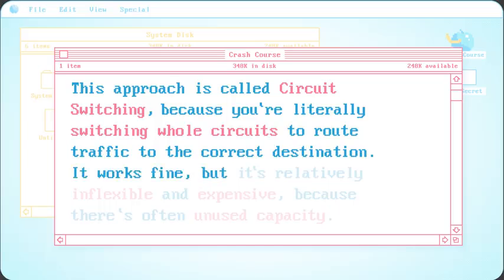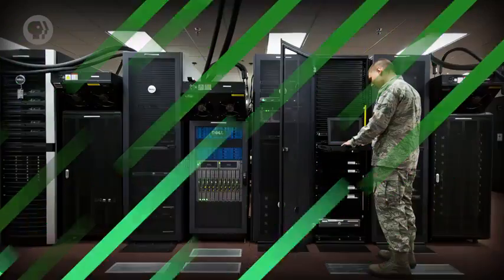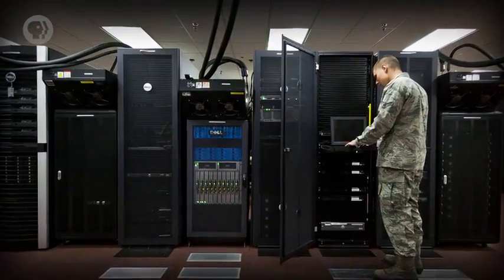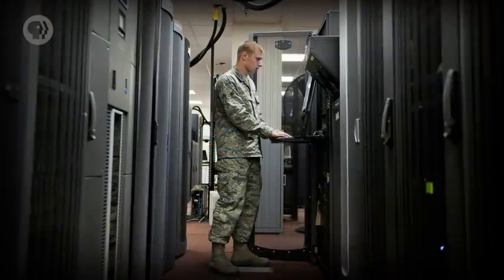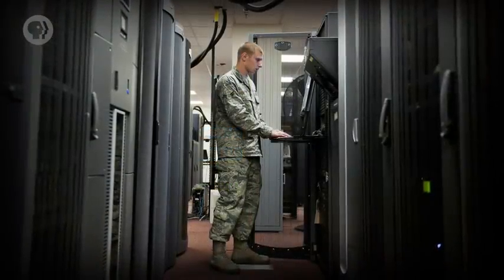It works fine, but it's relatively inflexible and expensive because there's often unused capacity. On the upside, once you have a line to yourself or you have the money to buy one for your private use, you can use it to its full capacity without having to share. For this reason, the military, banks and other high importance operations still buy dedicated circuits to connect their data centers.